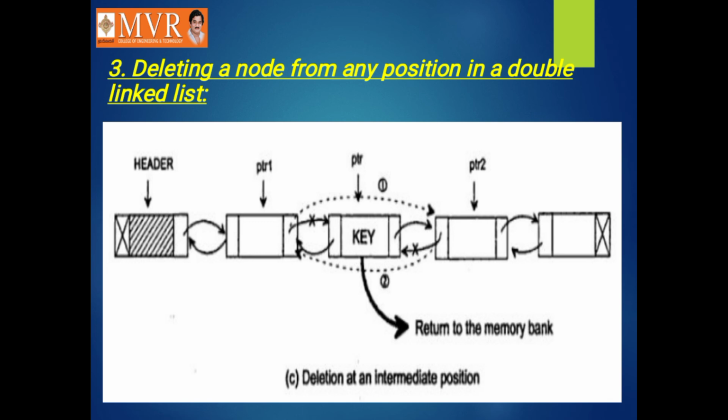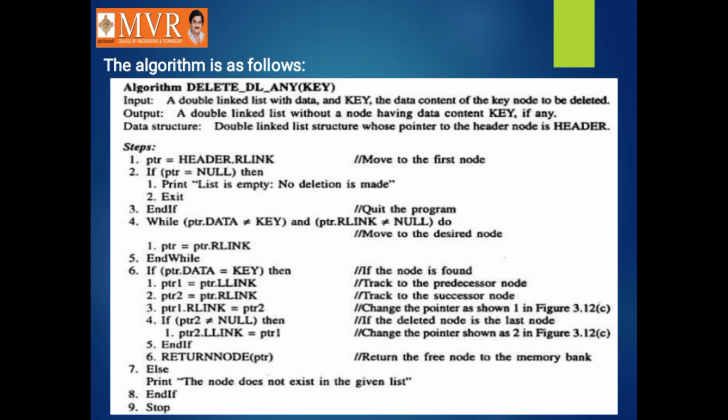After the node is deleted, it is returned to the memory bank. Here is an algorithm which explains the deletion operation at any position in a double linked list. See, ptr is equal to header dot right link. That is, by taking the right link address of the header node, since the left link and the data will be null for a double linked list, we will take the right link address and move forward. If there is no right link address, then we assume that the linked list is empty and we quit.